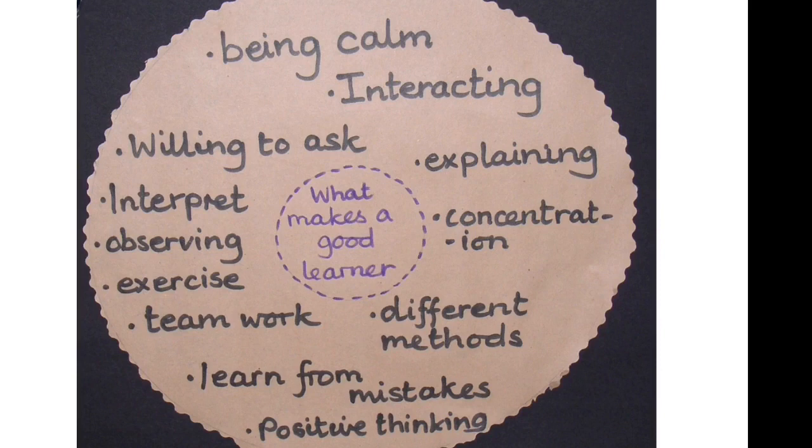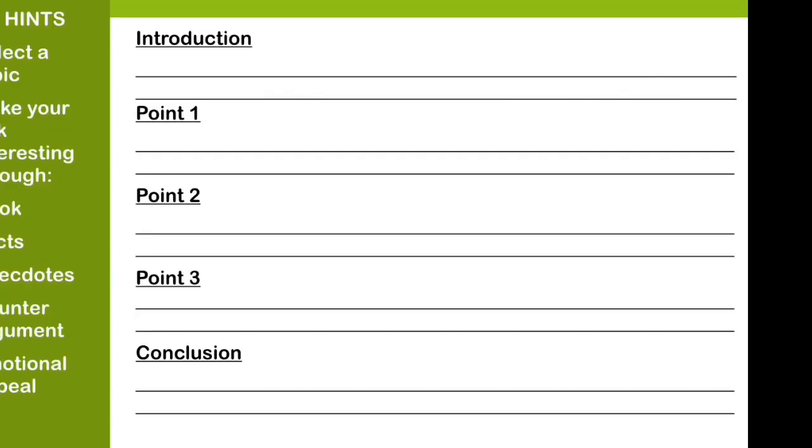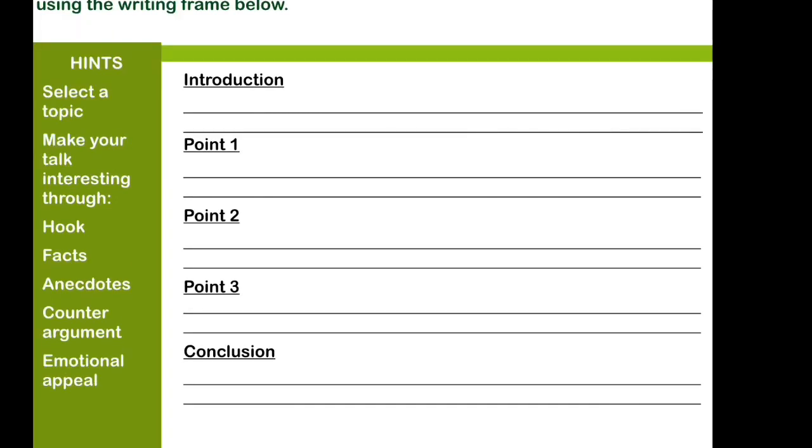Now, in the bigger circle, I have put all my brainstorm ideas of what would make a good learner and what are the things that I would like to talk about if I was giving this presentation. I would like you to have a go at doing this now for yourself, linked to the topic that you previously chose. So please use the information from your circle map to write up your presentation using the writing frame below. I have given some hints, so select your topic.